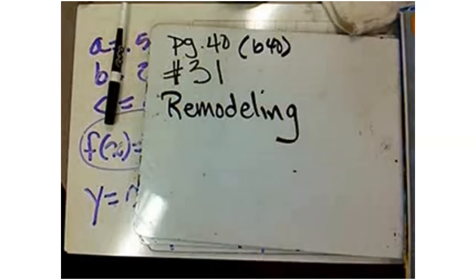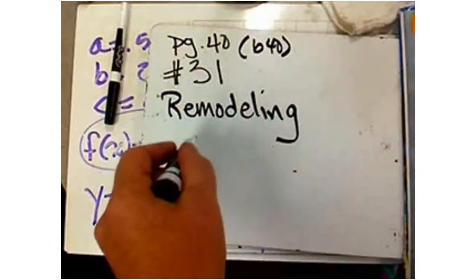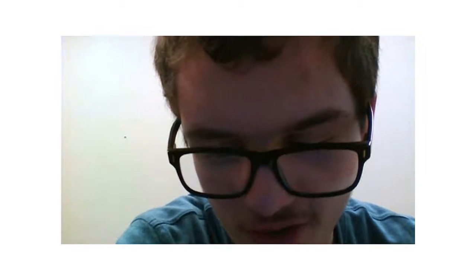All right. We read it once. Should we read it one more time? Sure. All right. Let's read it again. Someone else. I could. Okay. It says remodeling. A remodeler charges $3.25 per square foot to refinish a wood floor. How much would it cost to refinish a wood floor that measures 30 feet by 18 feet?